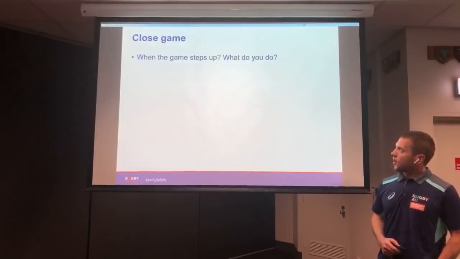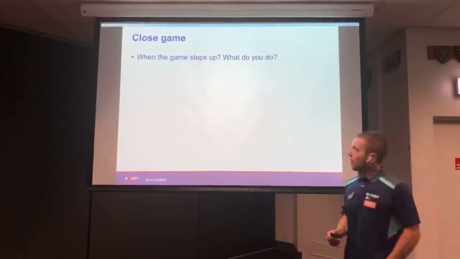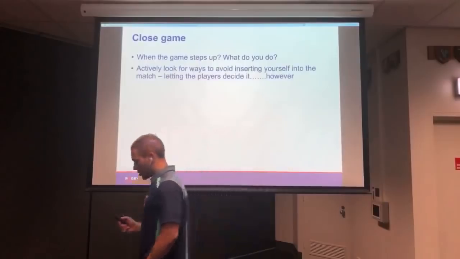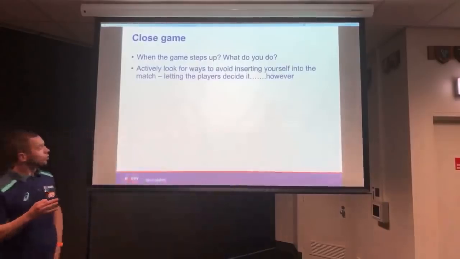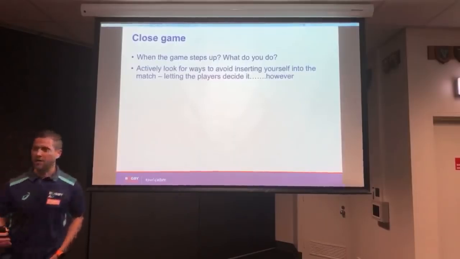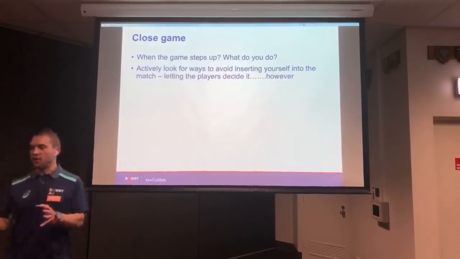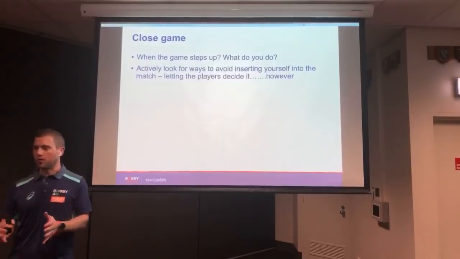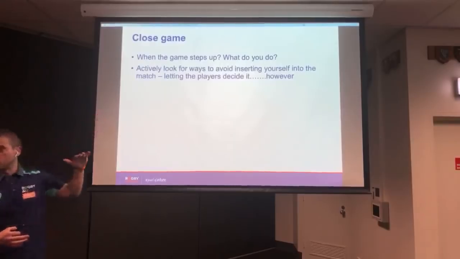So one of the other scenarios we've got is the close game. When the game steps up, what do we do? I want to just talk about this next point. Are we actively looking for ways to avoid inserting ourselves into the game, or are we going to let the players decide it? We looked at that scenario where there was a bit of a split at the end where it was a 22-all draw and we were in the last 5 minutes and we had the 50-50 call. So what's our philosophy in those situations, in those close games?